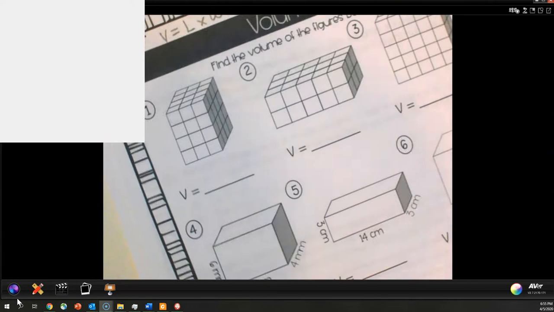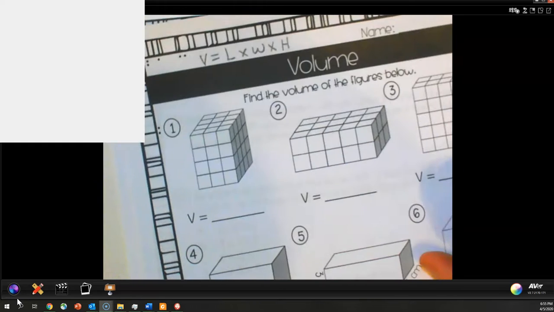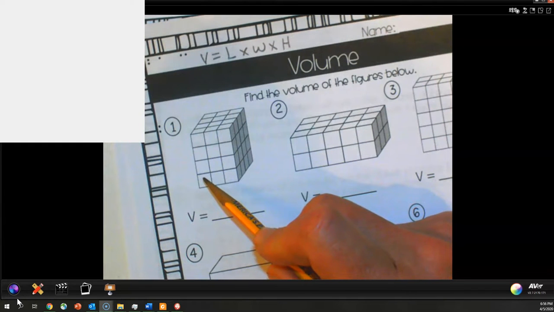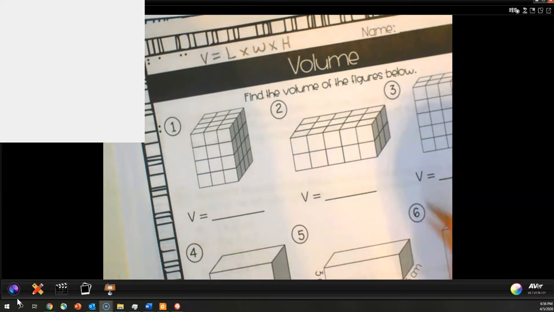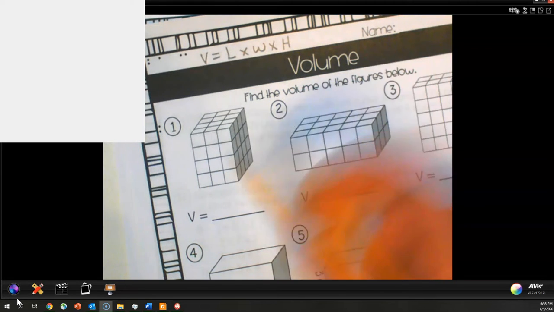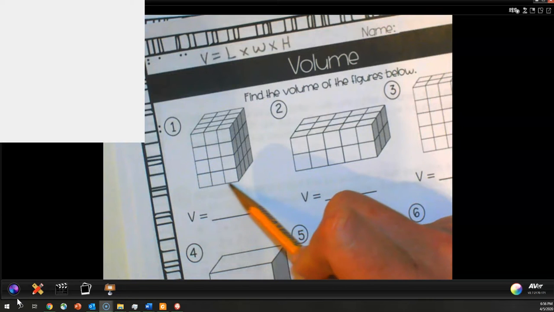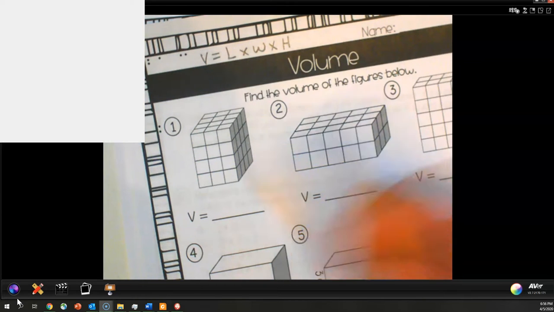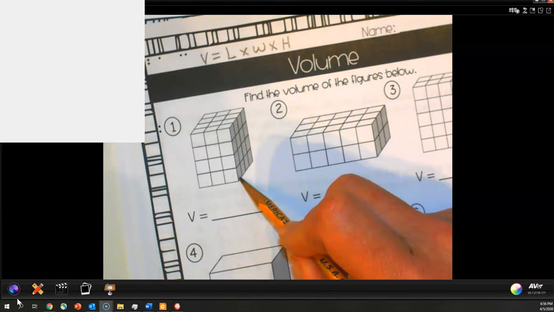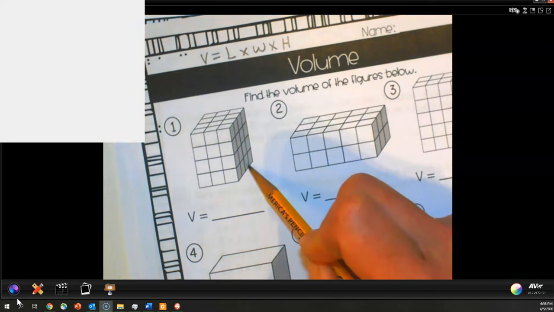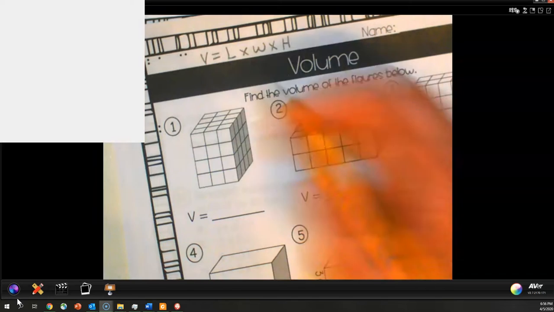These examples here, we don't have any numbers, but that's okay. We can count. Basically, it's pretty easy. We just take the length, which is side to side right here. It's 1, 2, 3 cubes. The width, which is from front to back, 1, 2, 3, 4. So now we know that length is 3, width is 4, and we multiply it by the height.